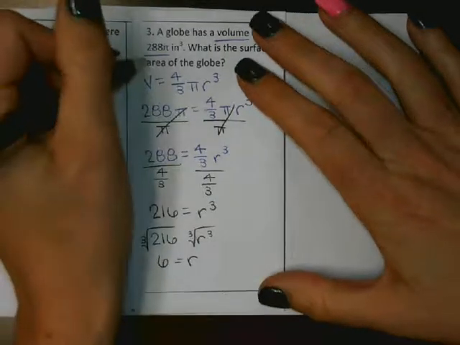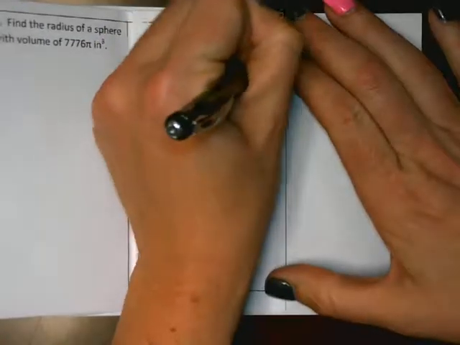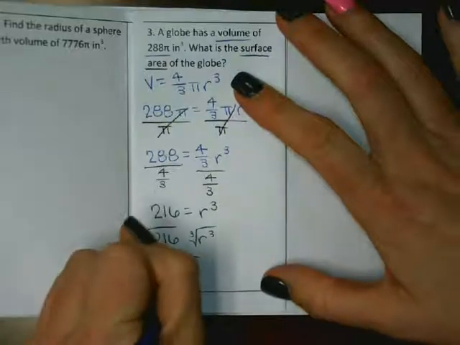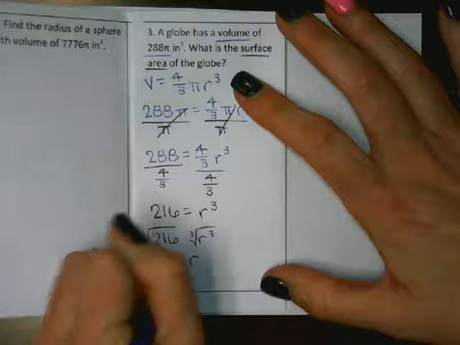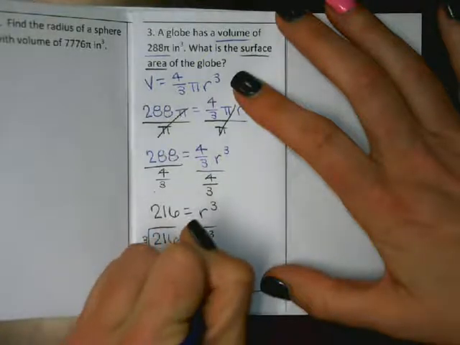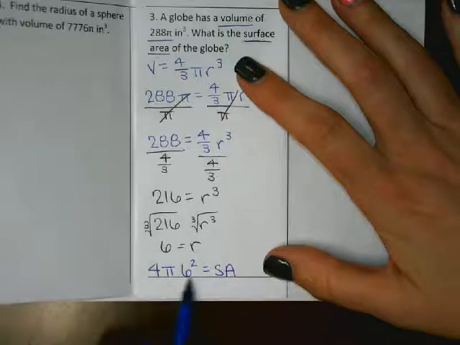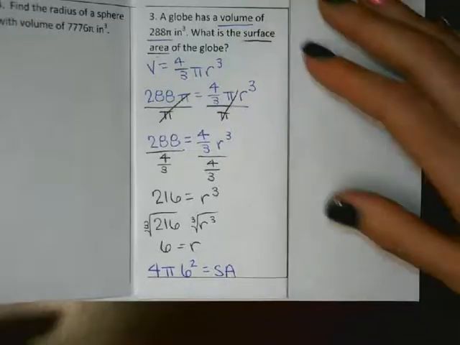All right, so we need to go back, make sure you answer the question they asked. They asked you now to find surface area. So 4 pi r squared is going to give me my surface area. And just leave your answer in terms of pi.